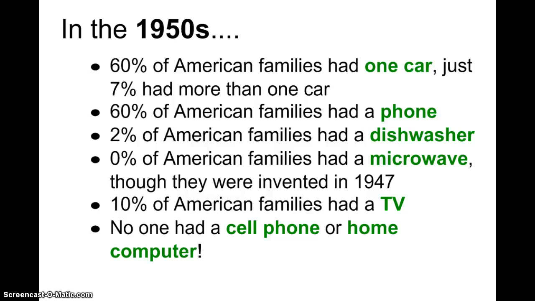2% of American families had a dishwasher. They had been invented, but very, very few people had been able to purchase a dishwasher. Now, almost every middle-class family has a dishwasher. Most apartments have dishwashers. Although microwaves had been invented, no significant portion of American families had one. It was 0%. 10% of families had a TV. And a significant percentage of Americans, I think it's 30%, had never even seen a TV. And of course, no one had a cell phone or home computer.